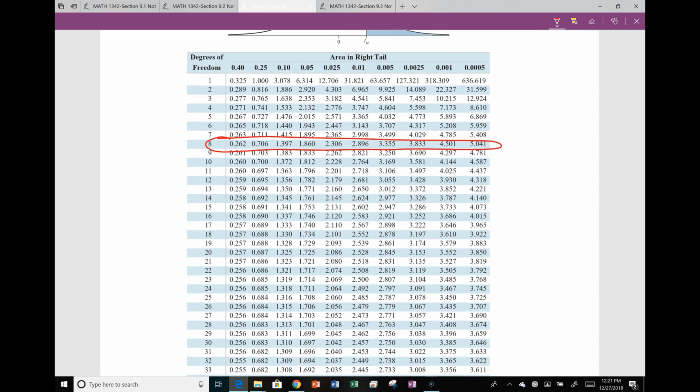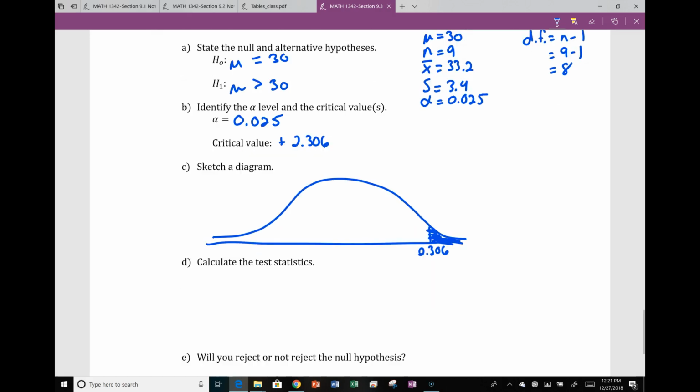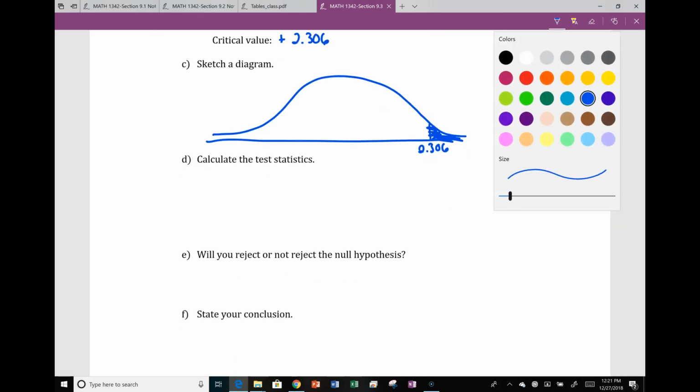And our level of significance, our alpha level, was 0.025. Now be careful, because there's a couple of others that have 2 5s in there. Make sure that you're using the appropriate number of zeros in front for this. So our critical value is 2.306. Should this be positive or negative? It should be positive, so it's a positive 2.306.